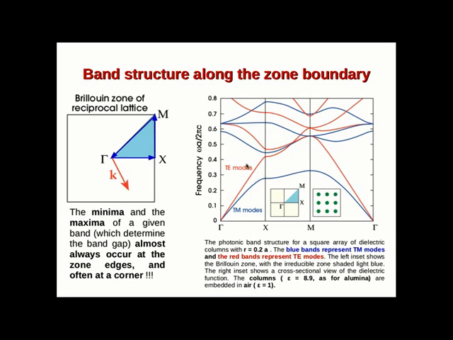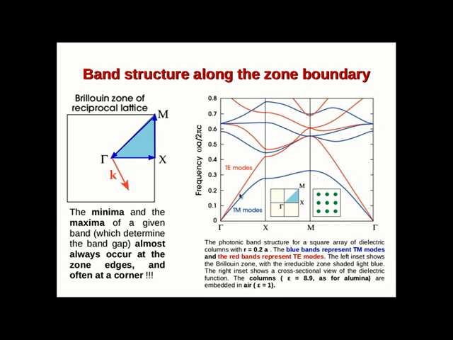Why are we doing this? Because we don't need to compute in this entire region or the entire Brillouin zone. Only computation along the boundary of the Brillouin zone, the irreducible Brillouin zone, is sufficient. This is the case because maxima and minima in the band structure in any band almost always occur at the zone boundary.